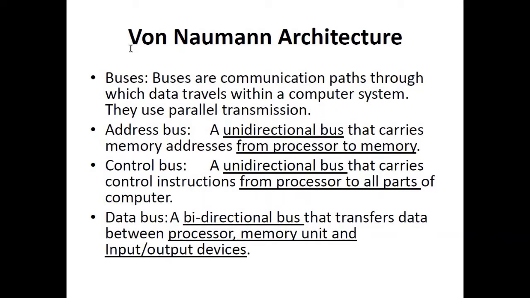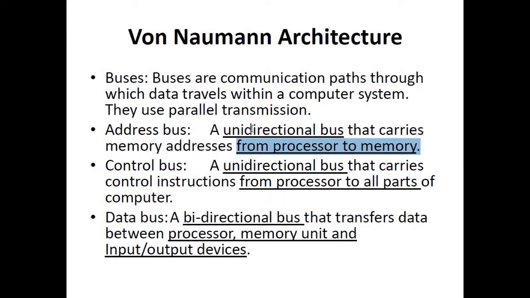So the first thing which you need to know, whether you are following the old syllabus or the new syllabus, are the buses. Buses are the communication pathways through which data travels within a computer system, and they use parallel transmission. There are three types of buses: address bus, control bus and data bus. An address bus is a unidirectional bus. Unidirectional here is the keyword, that carries memory addresses from processor to memory. This is the second keyword.